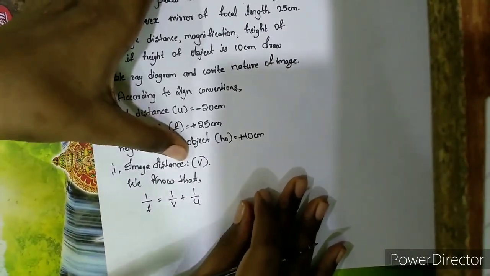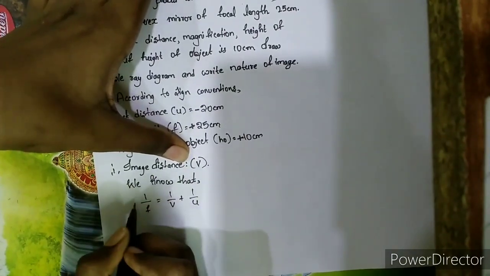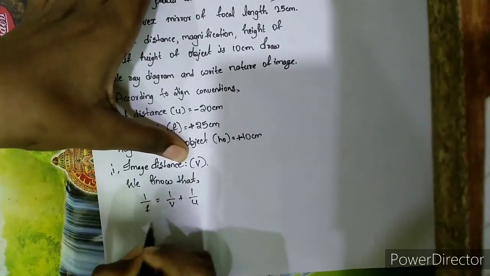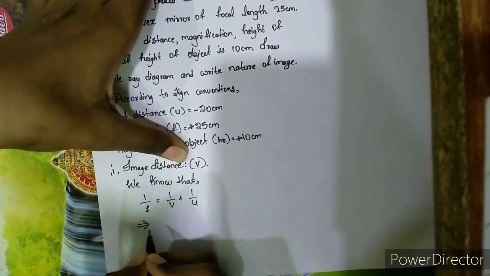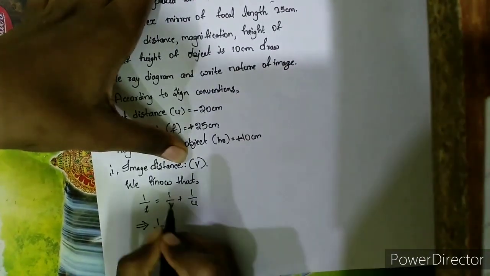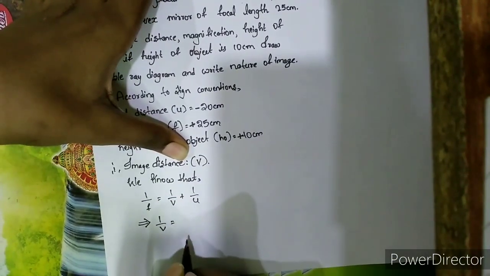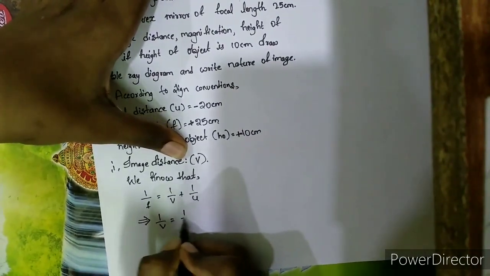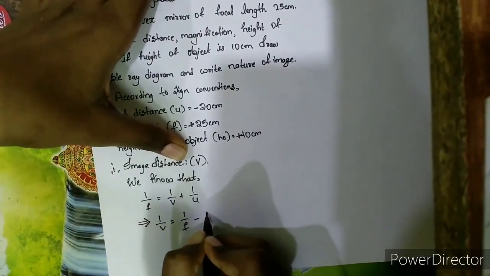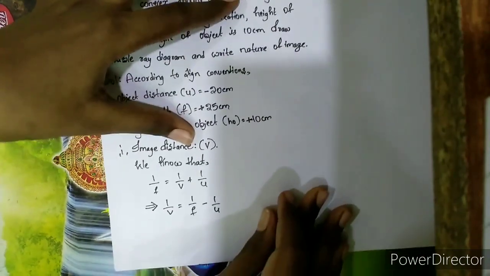Now we have to find the image distance. We have to take 1 by V to the left hand side, and we have to transpose 1 by F to the right hand side. Then it will become 1 by V is equal to 1 by F, transposed to the right hand side, minus 1 by U. Now it will look like this.